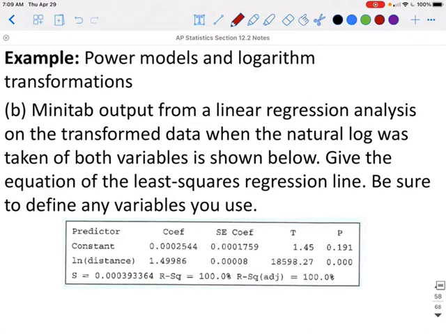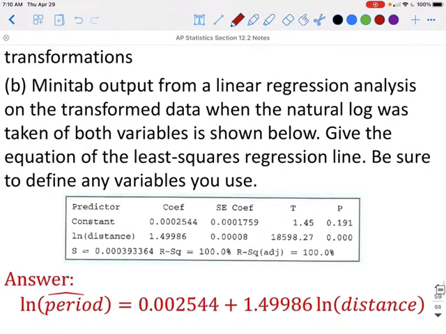Minitab output for a linear regression analysis on the transformed data when the natural log was taken on both variables is shown below. Give the equation of the least squares regression line. Be sure to define any variables that you use. Now remember, when you're doing this, we can just say the ln of y hat is equal to, and then go from there. Or you can go ahead and define your variables in your equation.